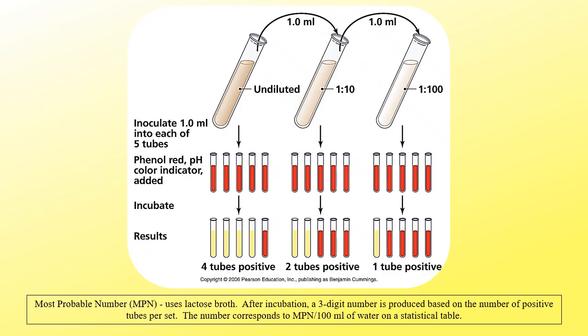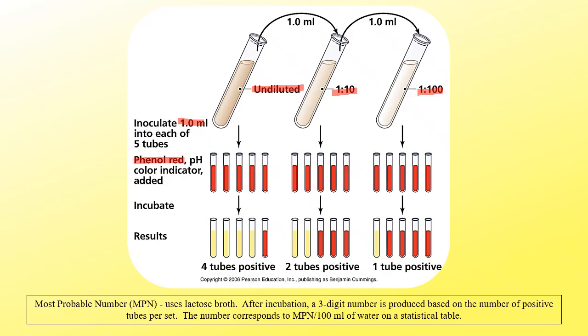Okay, this diagram shows how an MPN can be performed. This is your undiluted sample, and as usual we dilute it 1:10, and then further dilute 1:100. After that, 1 ml of the sample will be transferred into another test tube containing phenol red.